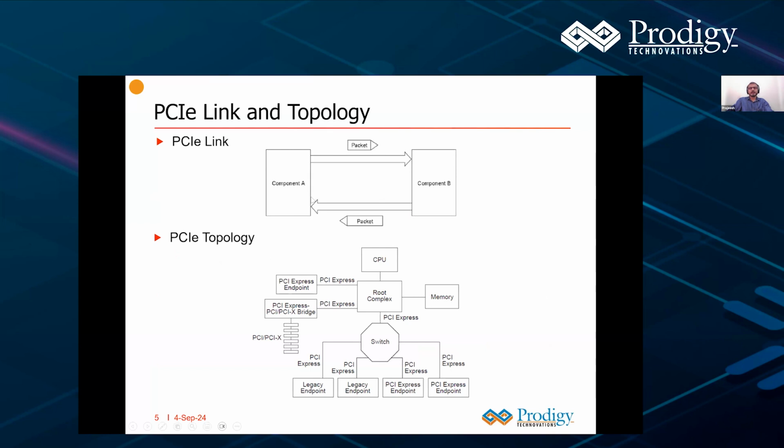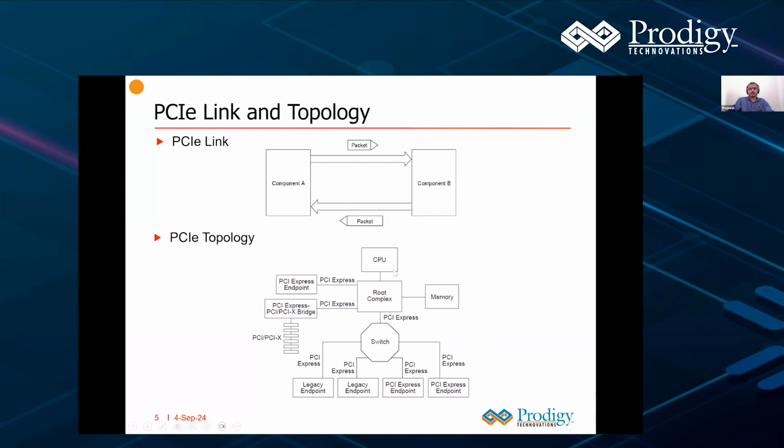This is how a PCIe link looks like. Since it is a point-to-point interface, you'll have a PCIe link between component A and component B. And this is basically a dual simplex link, so you'll have data transfer happening in both the directions simultaneously. Along with the actual data lines, there are other signals like clock and sideband signals, which we'll be covering later.